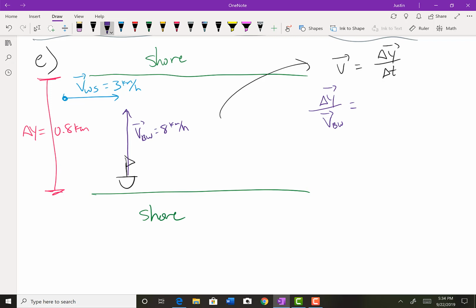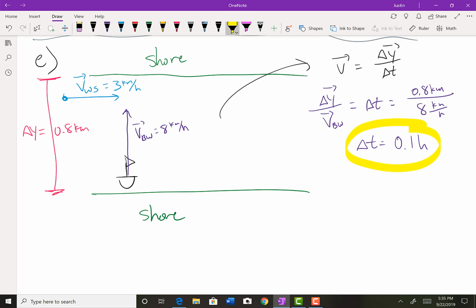is going to equal, delta y is 0.8 kilometers. The velocity of the boat with respect to the water is 8 kilometers per hour. And so it's equal to delta t. And so that gives me that the time now is, I know this is an easy calculation, but I'm so reliant on my calculator. 0.8 divided by 8. Yep, that's what I thought. It's going to be 0.1 hours. You can convert that to minutes or whatever you want.